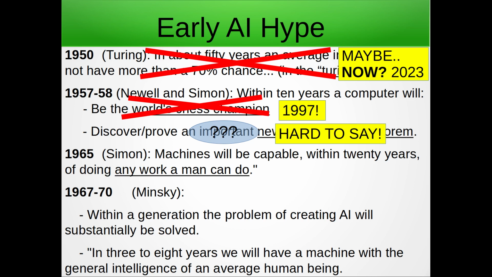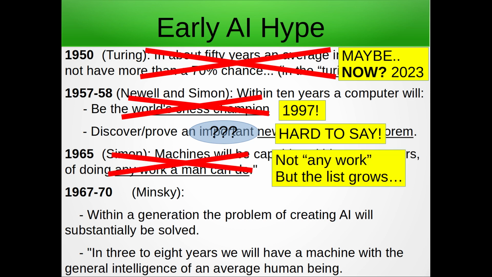They would say that machines will be capable within 20 years, so by 1985, to do any work that a man can do. That definitely has not happened. But the list of jobs that computers can do has grown and keeps growing. I mentioned client relations a while back, and maybe in a few years we can add, for example, driving to that list.